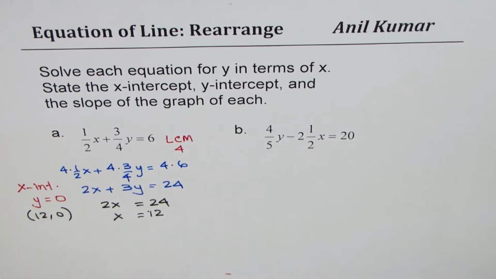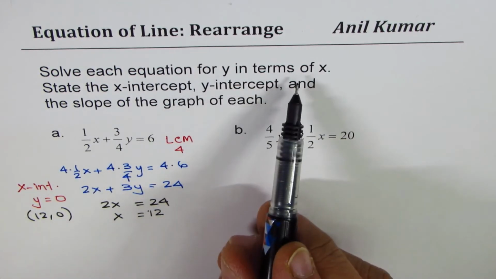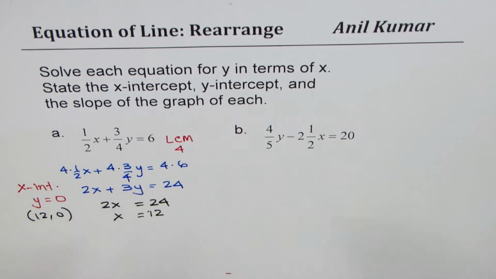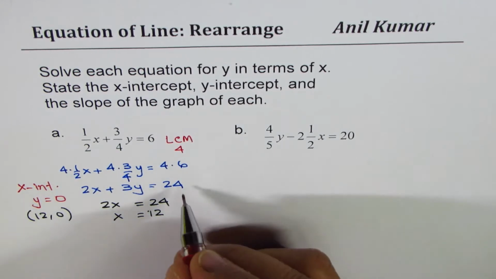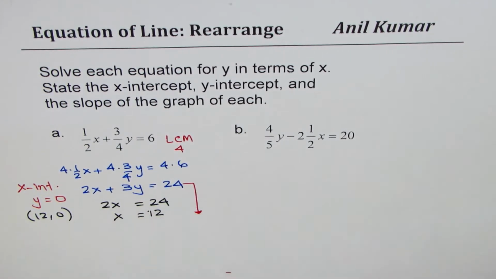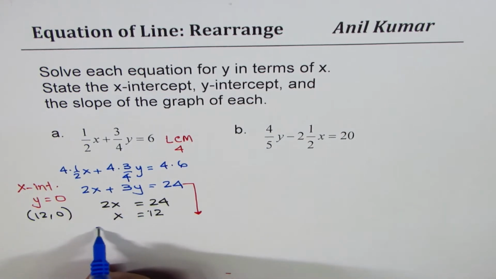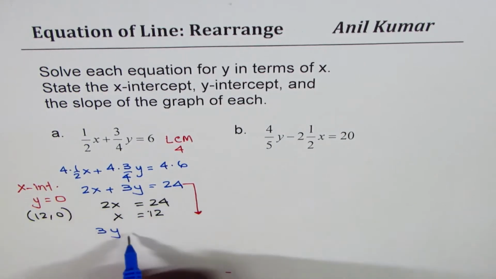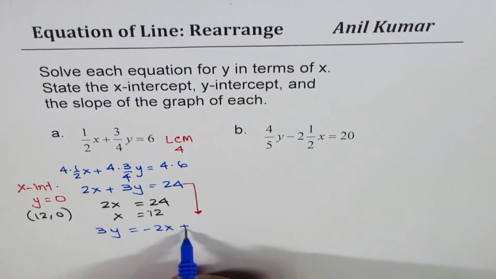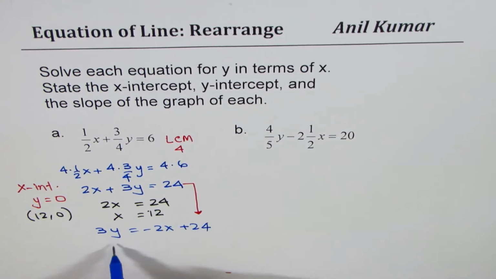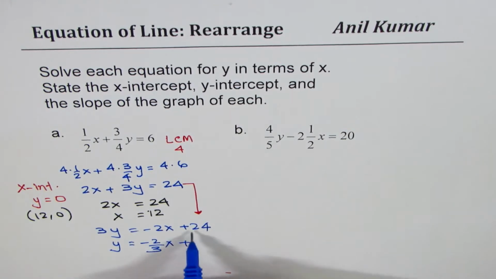Perfect. Now, to write it in slope-intercept form, we have to isolate y. So we'll again begin with the original equation and isolate y. So we have 3y equals, bringing 2x to the right side gives us minus 2x plus 24. We can divide by 3, so we get y equals minus 2 over 3 x plus 24 divided by 3, which is 8.